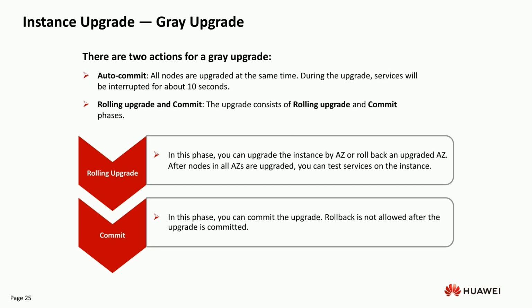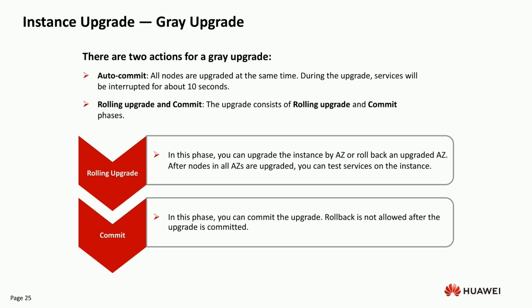Since there is an observation period for a gray upgrade, the platform supports the following two actions for performing a gray upgrade. One is auto commit. All nodes are upgraded at the same time. During the upgrade, services will be interrupted for about 10 seconds. Another is rolling upgrade and commit. The upgrade consists of rolling upgrade and commit phases.